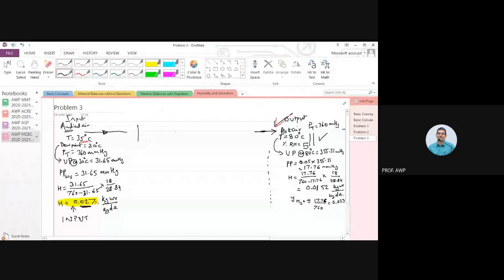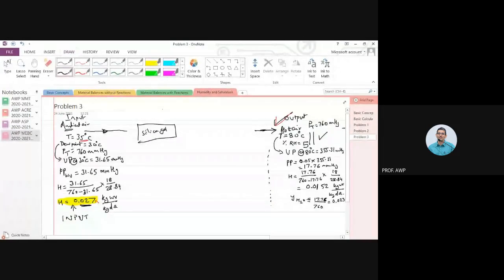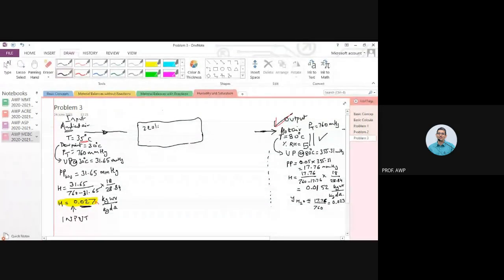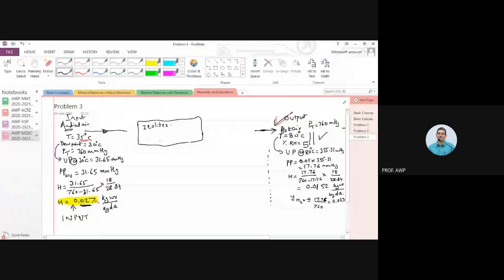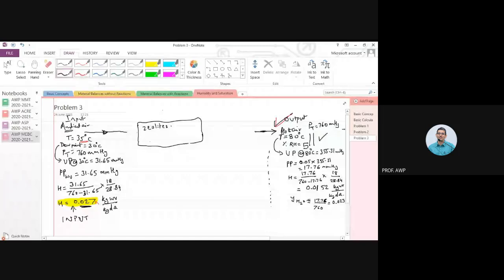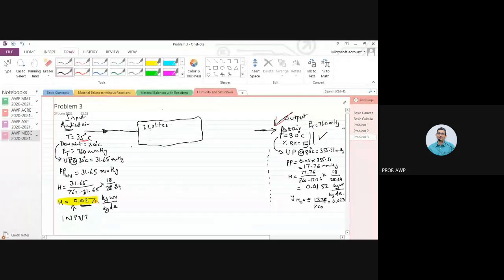We might want to use silica gel. We might want to use some kind of calcium oxide. Okay, but there are some better things which are called zeolites. Zeolites are commonly used for dehydrating purposes. It absorbs water very strongly, and therefore we can get rid of the water.